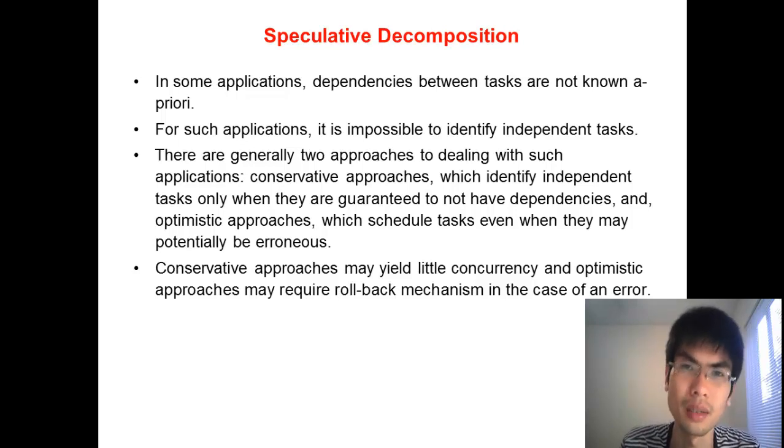There are two approaches to deal with such applications. One is called the conservative approach. Another is called the optimistic approach. These approaches may have some differences in concurrency and in performance.